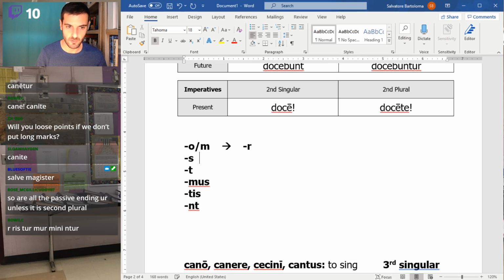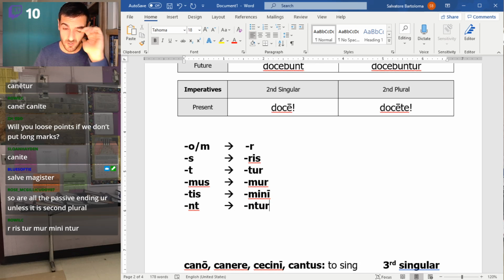This becomes ris. T becomes tur. Mus becomes mur. Tis becomes mini. And nt becomes ntur. So I don't know.